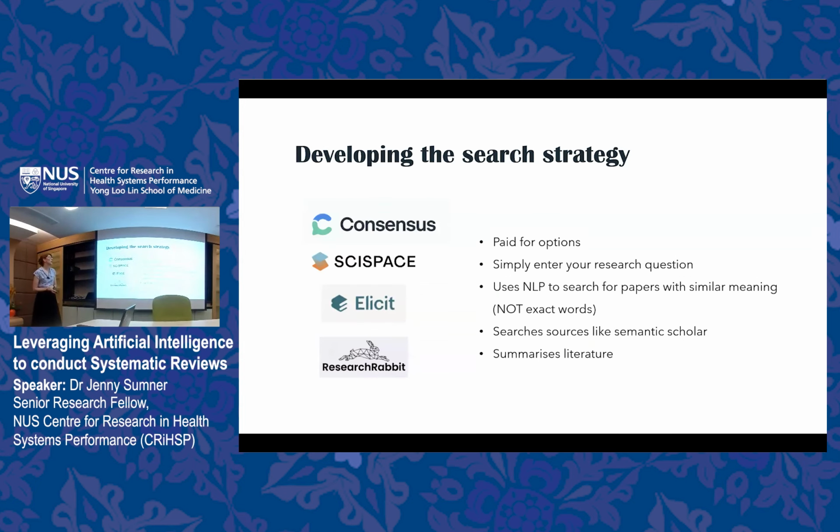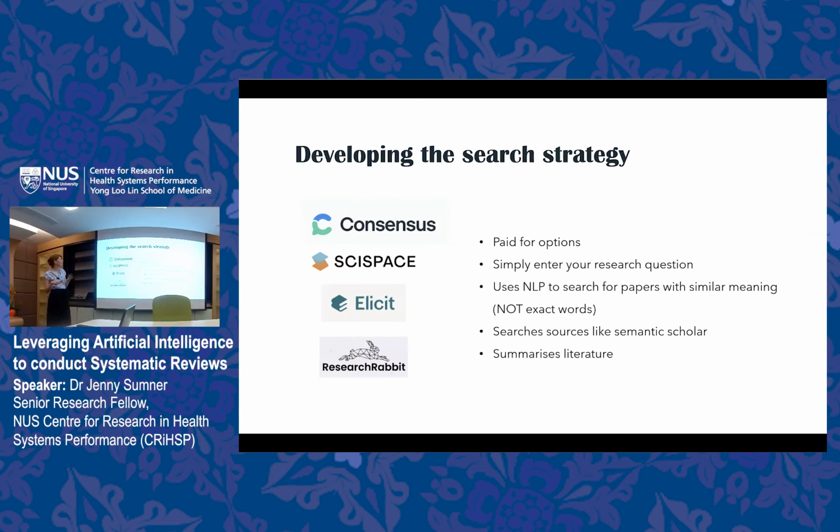So what else can we do? Well, another option is to use a piece of software, and I've given 4 examples here. They're all quite good at running search strategies. They're all paid-for options, so that is a limitation, and they work a little bit differently to what I've just shown you. I've given you an example of developing a search strategy from scratch. These work by you just entering your research question, and then it will use natural language processing to find papers that have similar meaning.